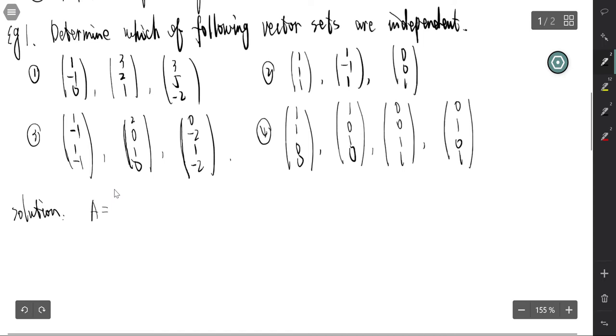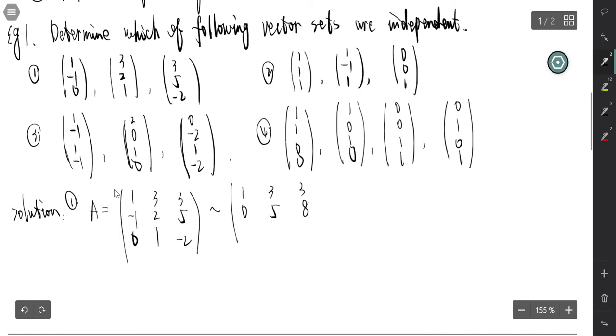A equals the matrix with rows 1, -1, 0; 3, 2, 1; and 3, 5, -2. We use row reduction. If the rank is 3, then the vectors are linearly independent. For the first one, we add the first row to the second row. That's 5, 8 and 0, 1, -2.